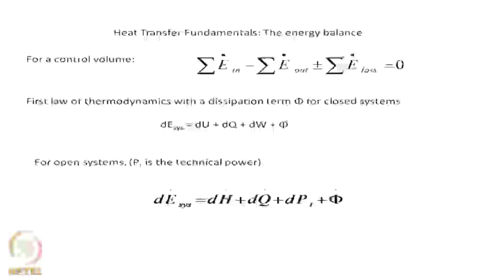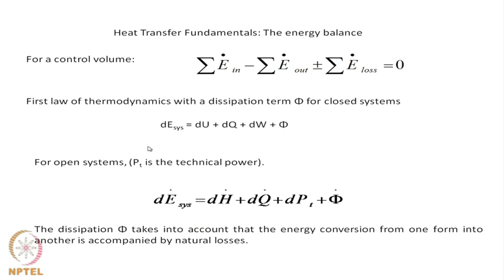If we put in the first law of thermodynamics, then we need to add a dissipation function phi, with these two equations for closed systems and for open systems, phi denoting the dissipation term. The dissipation phi takes into account the energy conversion from one form to another, accompanied by natural losses. For example, if we have flow in a microchannel with a bend, then the dissipation function there essentially is related to the pressure losses and the frictional losses in such a system, which is going to change the internal energy content of the fluid.